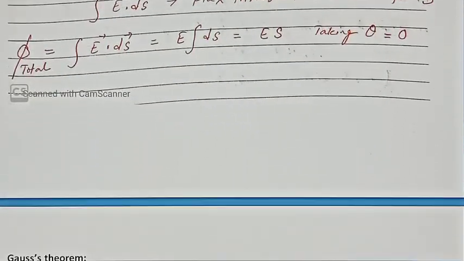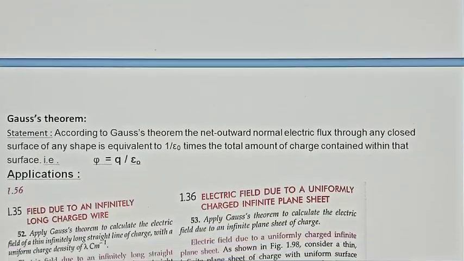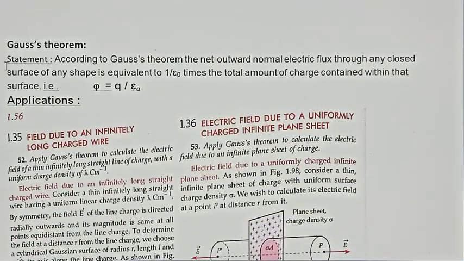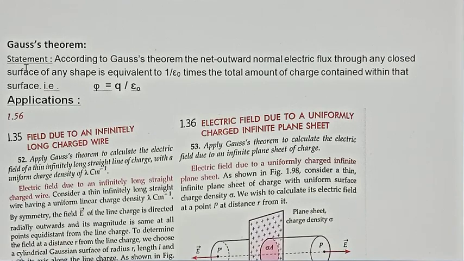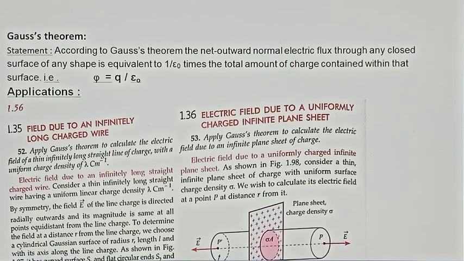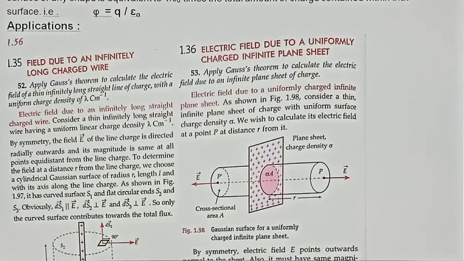Let us come to the topic, Gauss theorem. If you see the statement, it states that the total flux through a closed surface is equal to 1 by epsilon naught times the total charge enclosed by the surface. Okay, so flux, integration E dot ds, is equal to q by epsilon naught. This is the statement of Gauss theorem. Let us see its applications.